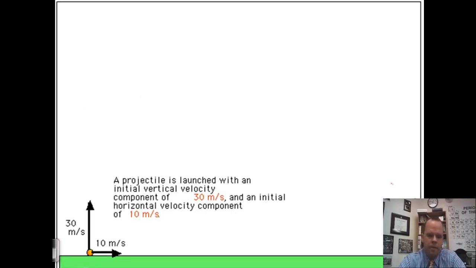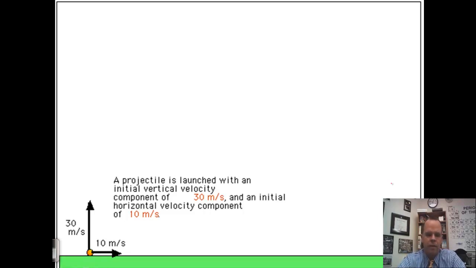So let's look at an example of a projectile. Here we know the components. It's going vertically upwards at 30 meters per second and horizontally at 10 meters per second. A couple of things to remember with projectiles. One, vertical acceleration is still 9.81 meters per second squared going down. The horizontal acceleration is still always 0.